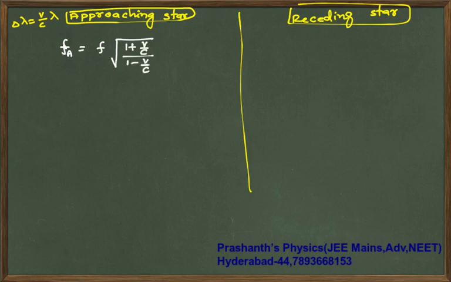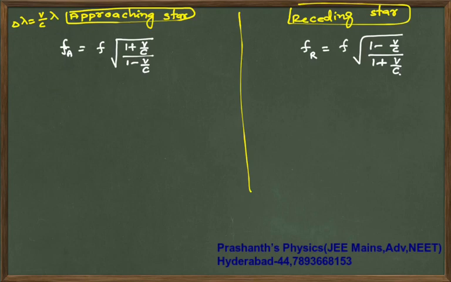Now if you are getting confused here, what did I tell you? It is f times under root (1 minus v by c) by (1 plus v by c). Observe carefully. Here in the numerator, for an approaching star the frequency should be greater than f, frequency increases, so that is why it is plus in the numerator. This side it is minus. One is the reciprocal of the other.